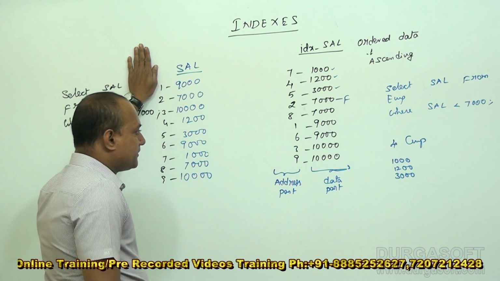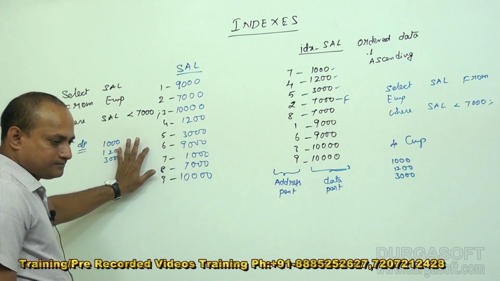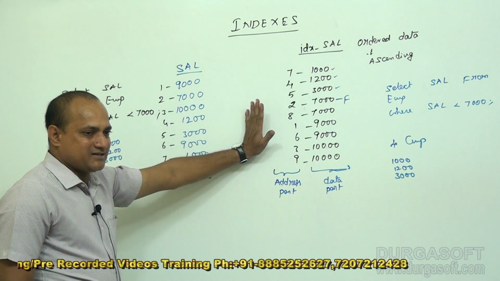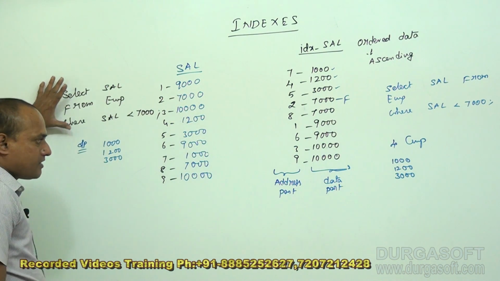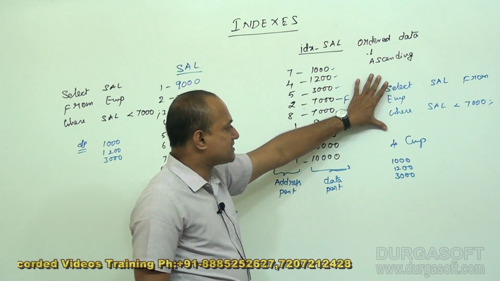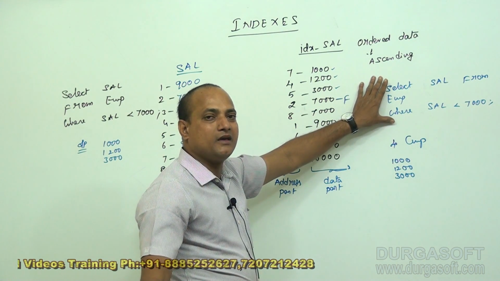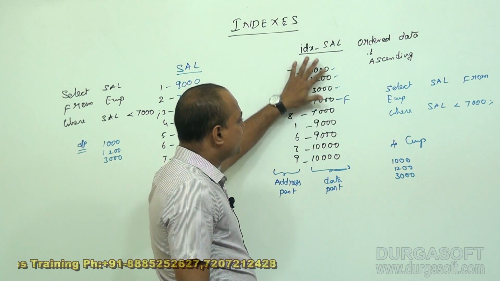Remember, before index creation, this is the part. After index creation, this is the part. In both cases you are selecting data from the table. But internally the performance will be increased because in the index, the number of verifications is less.